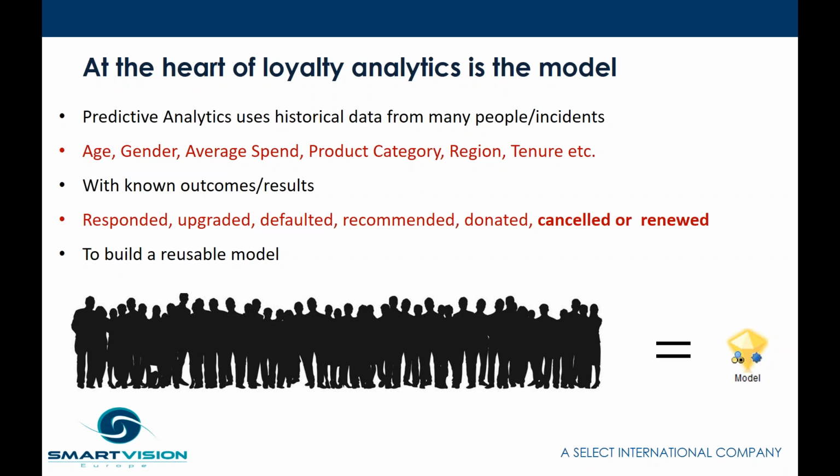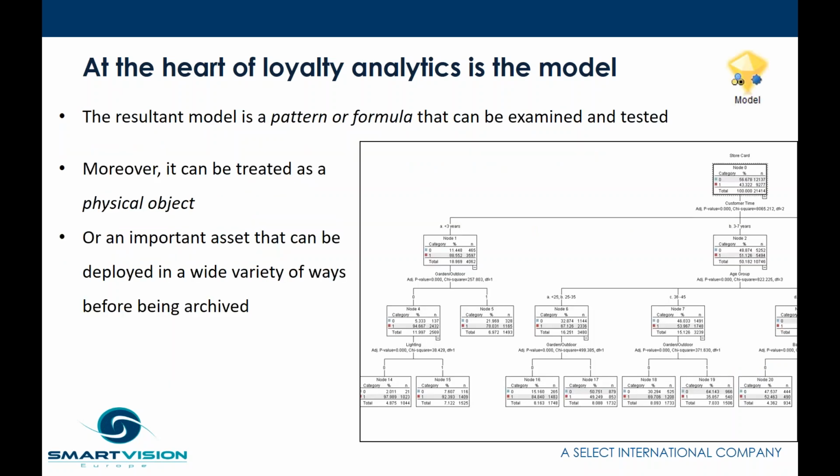But we do this in order to build a reusable model. And it's reusable because we want to be able to apply the model to new data to generate these outcomes, these recommendations, these probability values. That model itself is simply a pattern or a formula. At this stage, it really doesn't matter whether it's a machine learning algorithm that's generated or a traditional statistical algorithm. The point is, it's something that we can examine and test and see how accurate it is. We tend to treat it as a physical object, a thing that we can use and that has a certain lifetime and a certain utility. And after it's past its lifetime, it tends to be archived away.